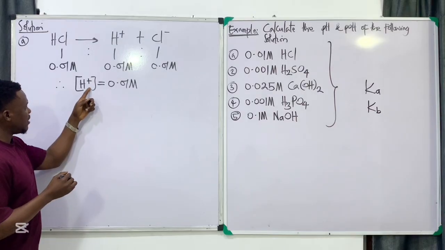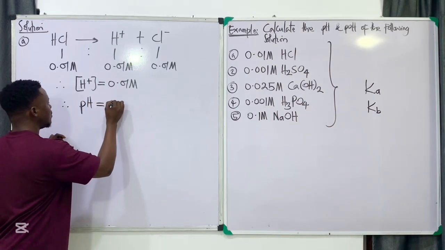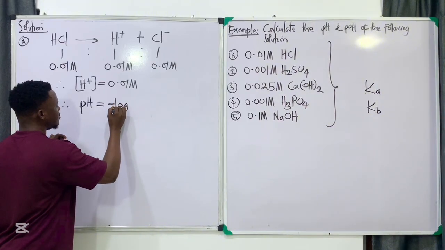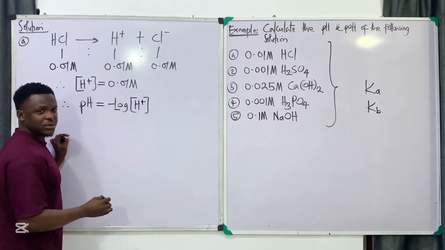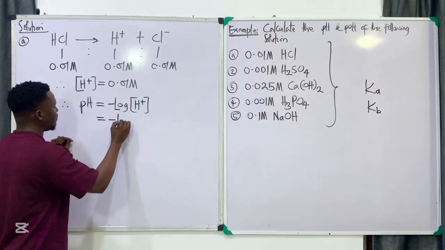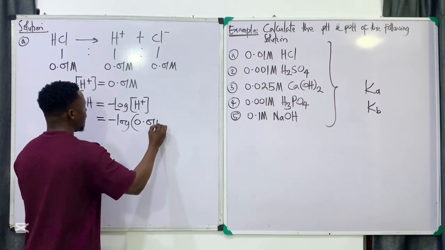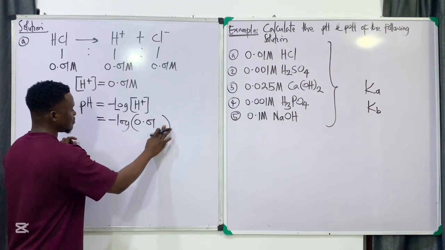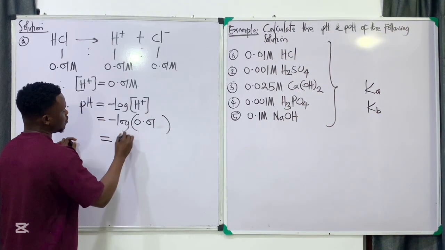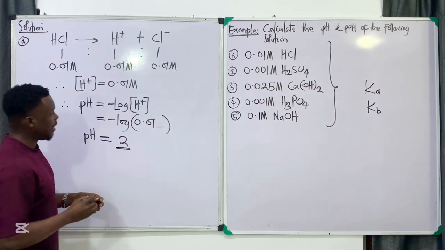And once you've gotten the value for your H plus, you can now say pH, recall that pH is negative log of H plus. Anyway you see H plus, you put 0.01 molar. You can remove the molar first. Now this is equal to 2. Our pH equals 2.